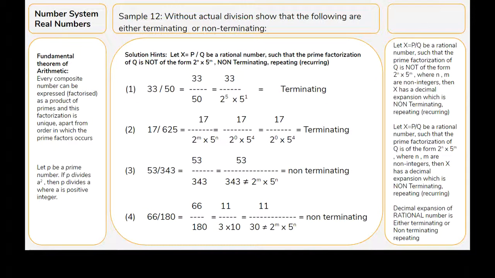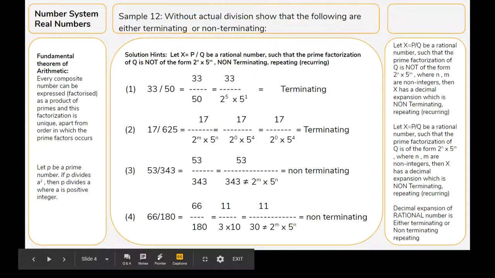Sample 12. Without actual division, show that the following are either terminating or non-terminating. Hints. 2 power n x 5 power m. 33 by 50 simplified form 2 power n x 5 power m, terminating. 17 by 625 simplified form 2 power n x 5 power m, terminating. 53 by 343. Denominator unsolved, hence non-terminating. 66 by 180. Denominator unsolved, hence non-terminating.